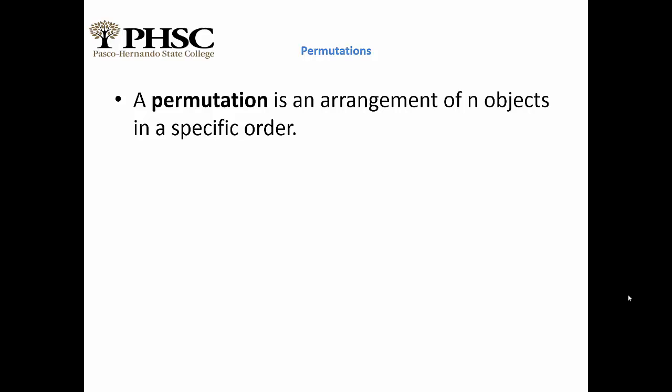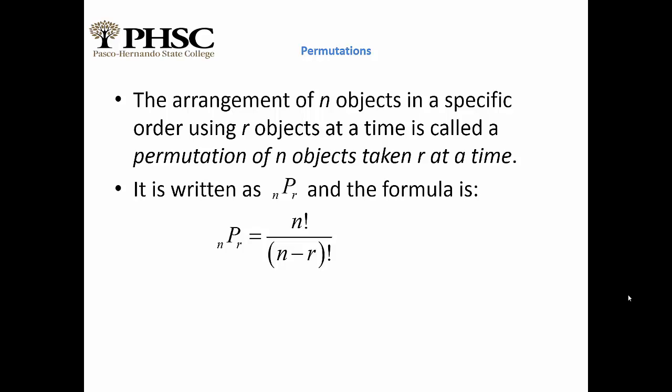A permutation is an arrangement of r objects chosen from n objects in a specific order. It is written as nPr, so n permutation r. And the formula then is n factorial divided by n minus r factorial.